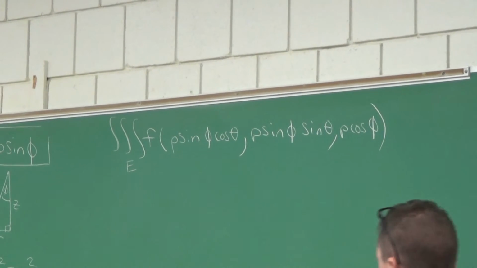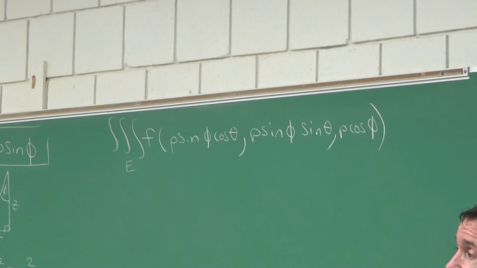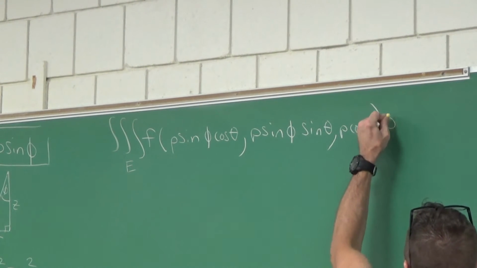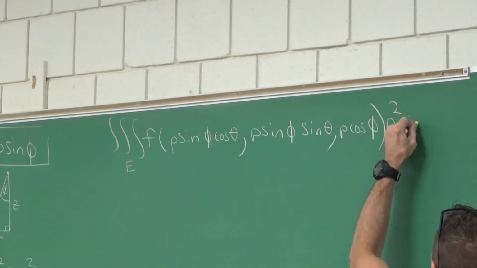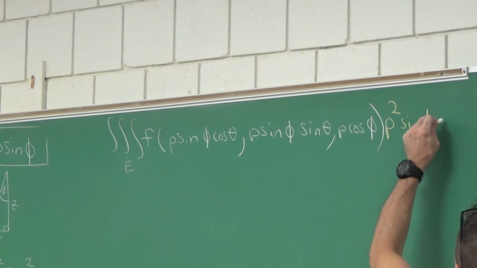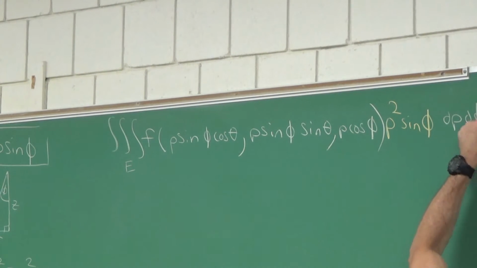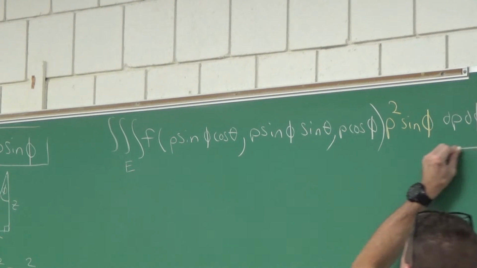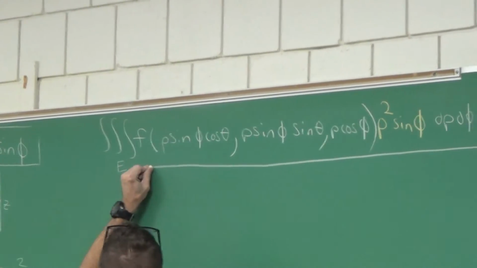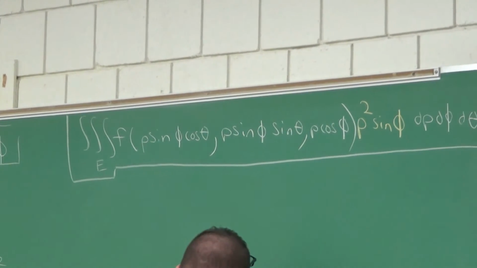And I'm going to have, what's automatic? I'll put it in yellow. This is like not forgetting the r in polar. Rho squared sine of phi. That's the volume element in spherical coordinates. And you got d rho, d phi, d theta. Leave that up all class.